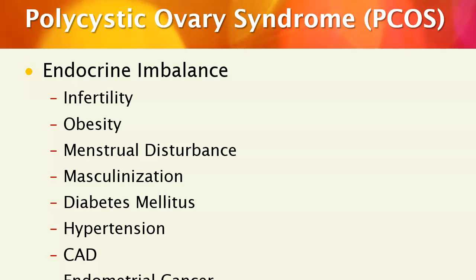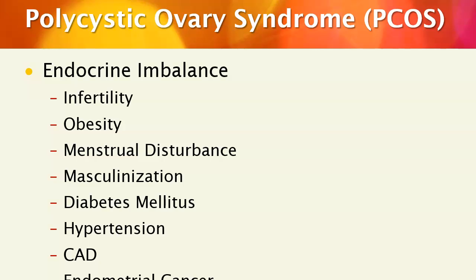The last thing I'm going to talk about in this lecture is polycystic ovary syndrome, also known as PCOS. This results from an endocrine imbalance, where your hormones are off. It can lead to infertility issues, obesity, and menstrual disturbances. Females a lot of times can have a masculinization where they'll grow facial hair, for example. It puts them at high risk for diabetes, hypertension, and coronary artery disease, and polycystic ovaries are a precursor or a risk factor for endometrial cancer. So definitely some things that we need to be concerned with when we have a female diagnosed with polycystic ovaries.